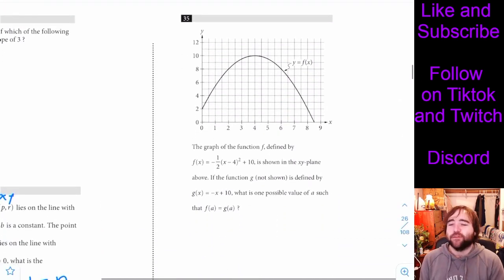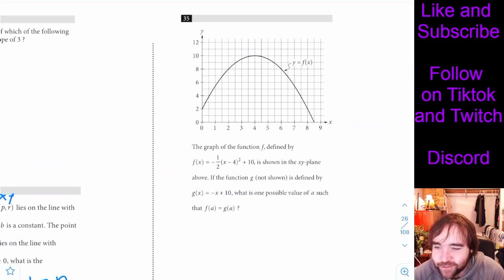All right, here. So this is not a linear equation, is it? What's it doing in this section? The graph of the function defined by that quadratic equation is shown in the xy plane. If the function not shown is defined by g of x equals negative x plus 10, there's our linear equation. What is one possible value of a such that f of a equals g of a?